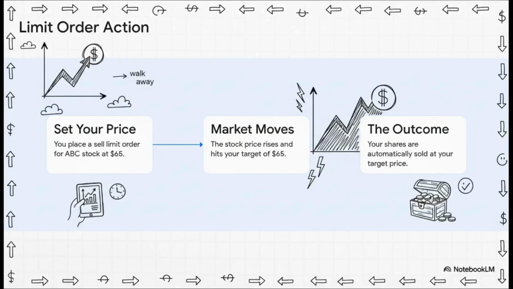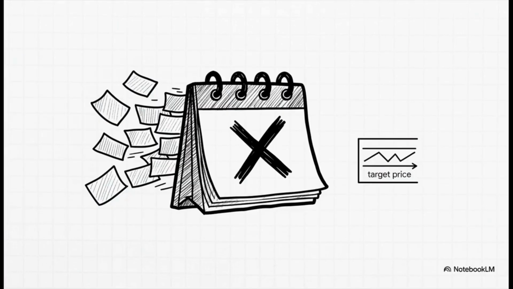So let's see how this plays out. Imagine you own a stock and you want to lock in a profit at, say, $65. You set a sell limit order for that price. Then you can just walk away. If and when the stock price finally climbs up to $65, your broker automatically makes the sale. You just locked in your profit without having to stare at the screen all day. But there's a little catch. Your limit order isn't going to sit there forever. If the market just never hits your target price, the order will simply expire, usually after about 60 or 90 days. So remember, with a limit order, you have price certainty, but execution is not guaranteed.